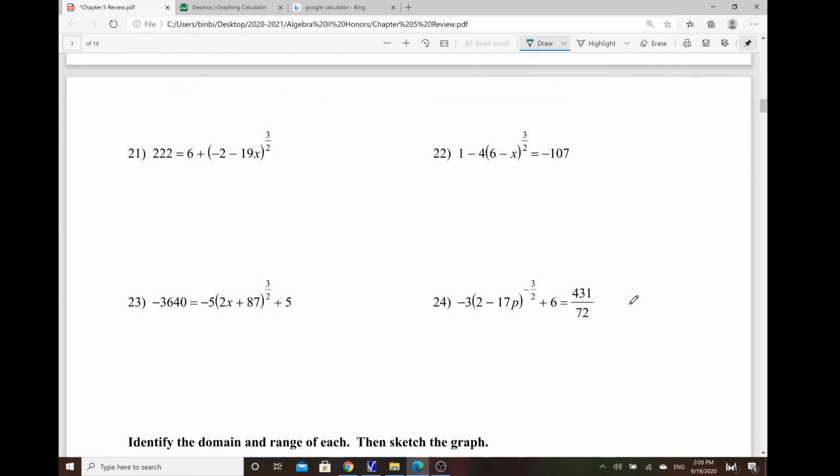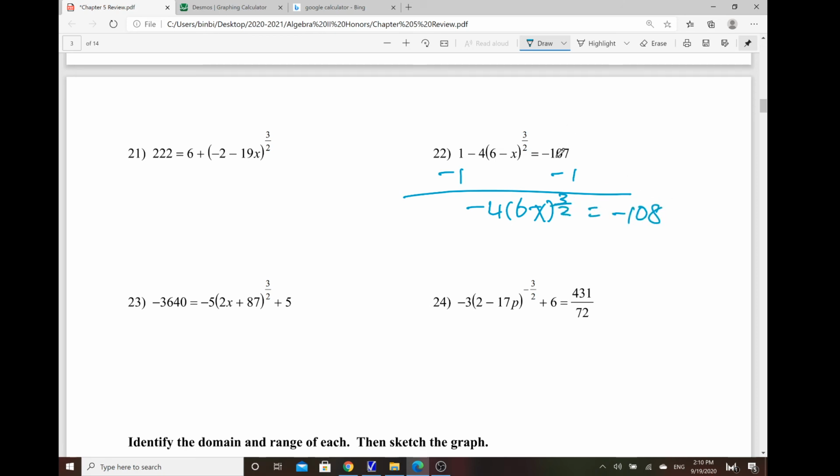And now this one's getting a little bit more complicated. But again, it just follows the exact same kind of process. So again, any kind of separated constant, you always want to try to find a way to get rid of the number first. Subtract 1 first. So we do have negative 4 times the quantity of 6 minus x to the power of 3/2, so that equals negative 108.